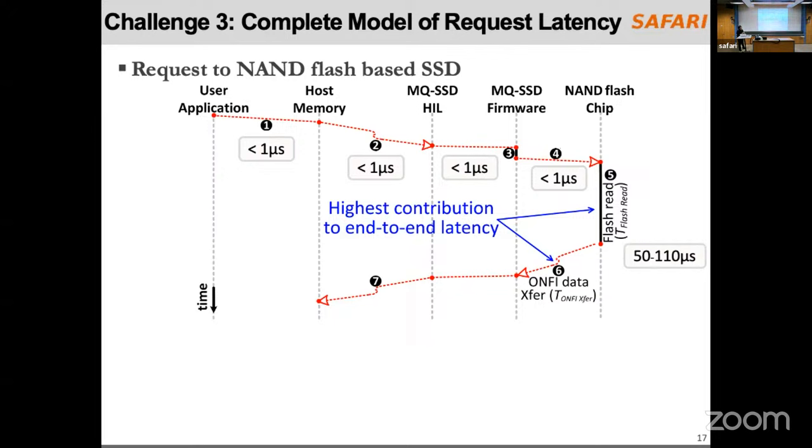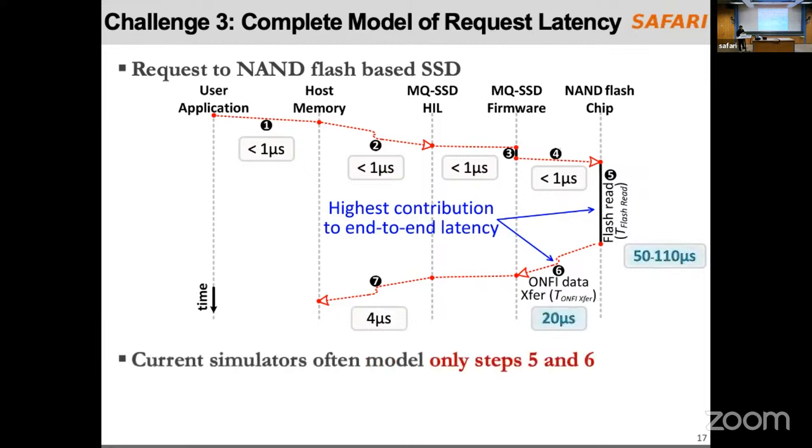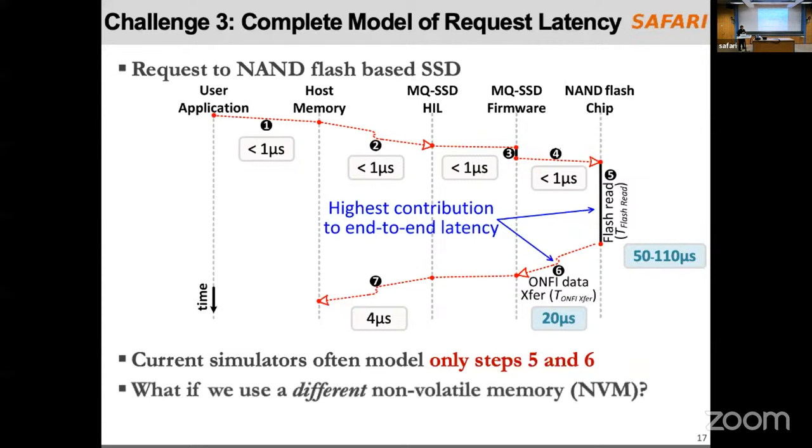Typically in a modern TLC NAND flash chip, you have 50 to 100 microseconds of read latency, and 20 microseconds of data transfer latency. Current simulators only model, let's say, steps 5 and 6, which means that they only look at the read latency and the data transfer latency. And also this model of the latency may change when the underlying storage technology changes.